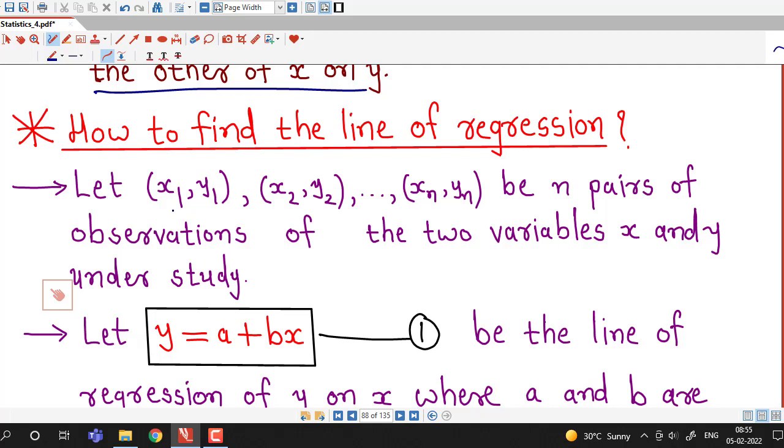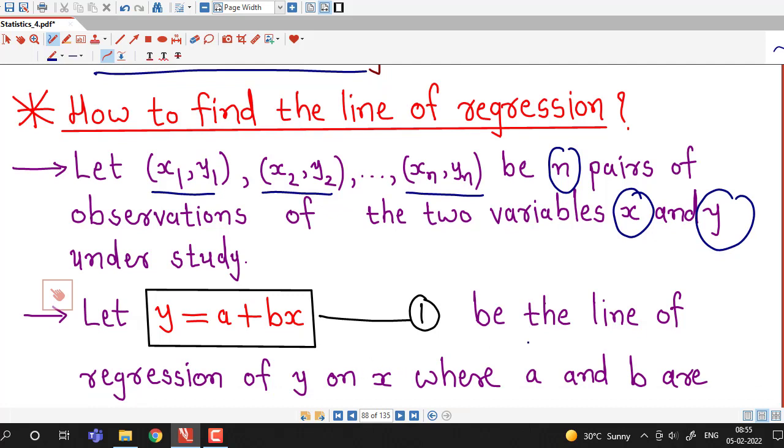For that, suppose we consider n points in the xy plane, or suppose we have this bivariate data. Values of variable x are x1, x2, ..., xn. Values of variable y are y1, y2, ..., yn. So we have n pairs of observations of the two variables x and y. Suppose y equal to a plus bx is the line of regression of y on x. Here we are interested in the estimates for a and b, how to obtain values of a and b such that we can have y equal to a plus bx.